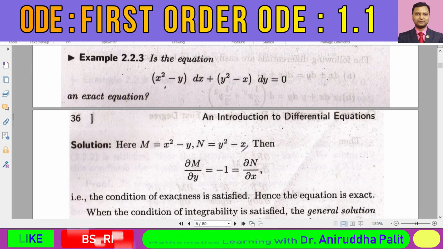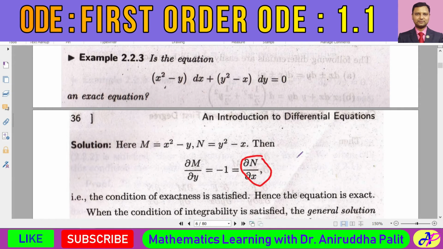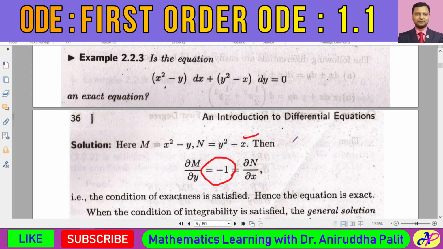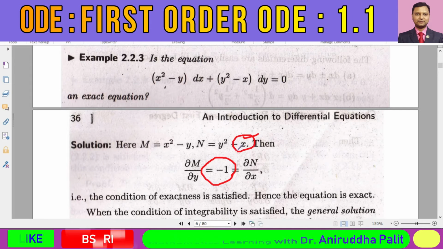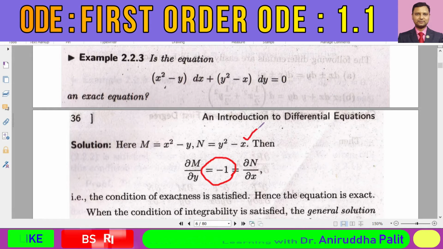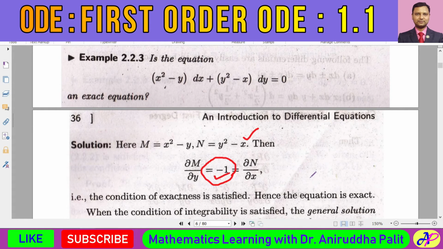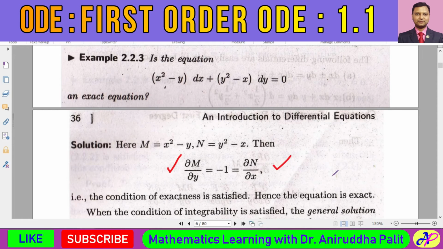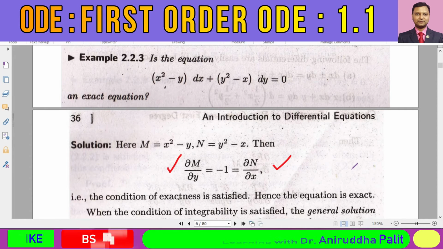Similarly, in case of partial derivative del n del x, this x will be treated as the variable quantity and y should be treated as a constant quantity. So del n del x would be equal to -1. If you consider this x as the only variable over here, in that case the derivative of y with respect to x would be equal to this -1. Got it? So over here we find that del m del y becomes equal to del n del x.